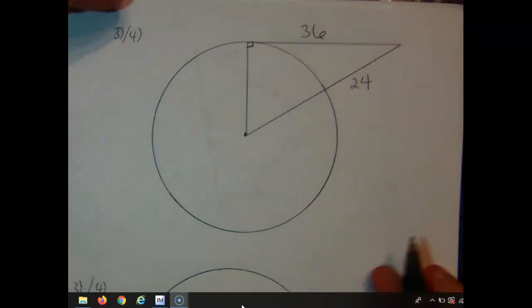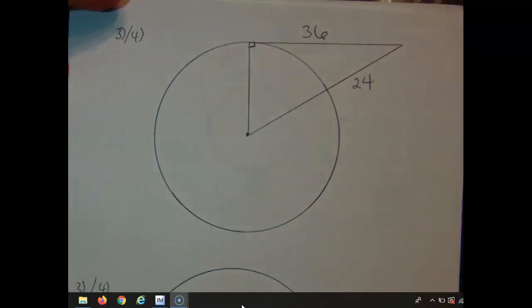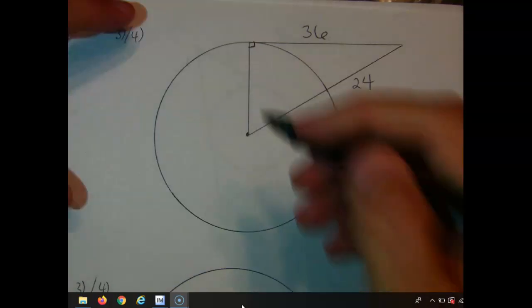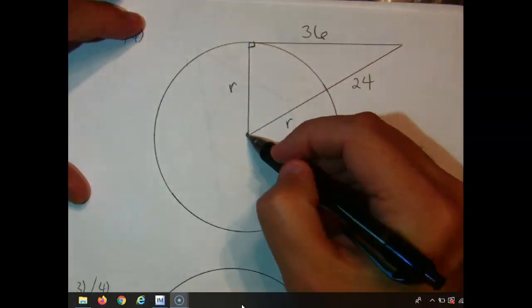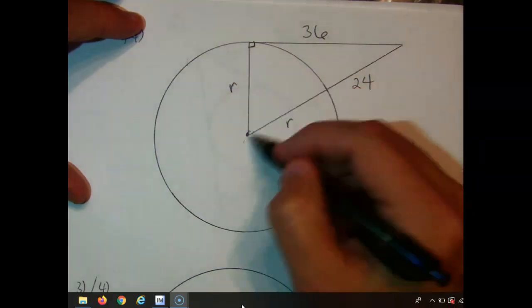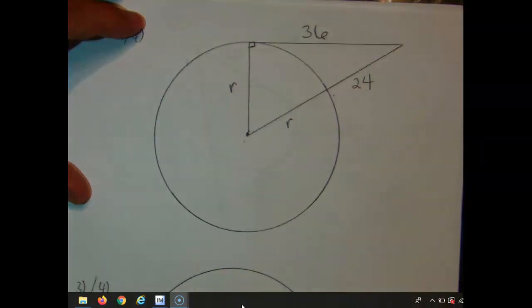So what they're going to ask for is either what is the variable or what is the radius. The radius. So in other words, we want to find out what is the length from the center to the edge of the circle, the radius. So I'm just going to put a little r there, variable r.